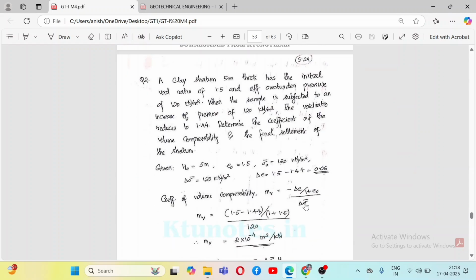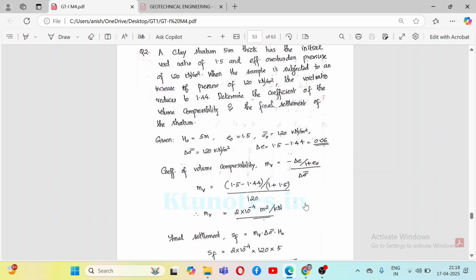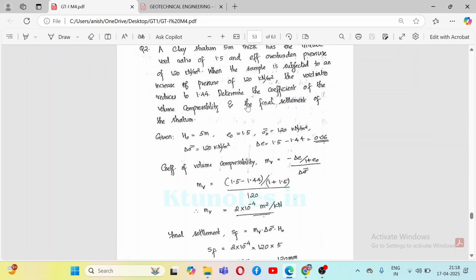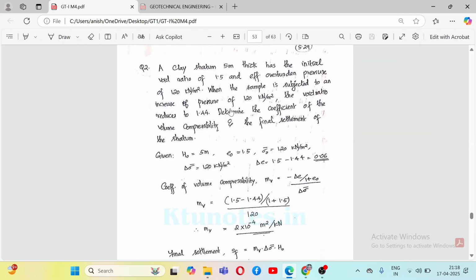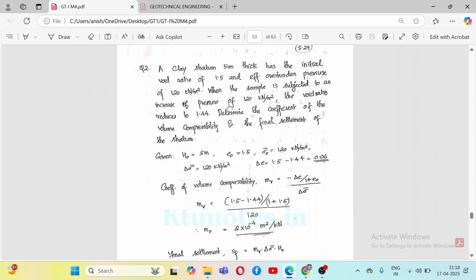Okay, next we have a simple problem. A clay stratum 5 meter thick has an initial void ratio of 1.5 and effective overburden pressure of 120 kN per meter square. When the sample is subjected to an increase of pressure of 120 kN per meter square, the void ratio reduces to 1.44. Determine the coefficient of volume compressibility and final settlement of the stratum. So, what is given? H naught is given as 5 meter, right? e naught, the initial void ratio, is given as 1.5.